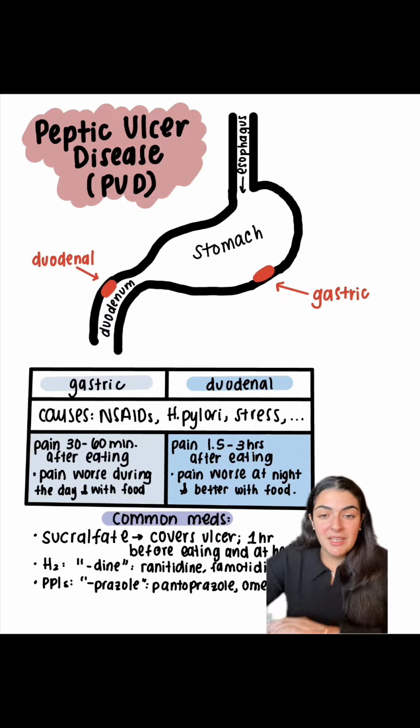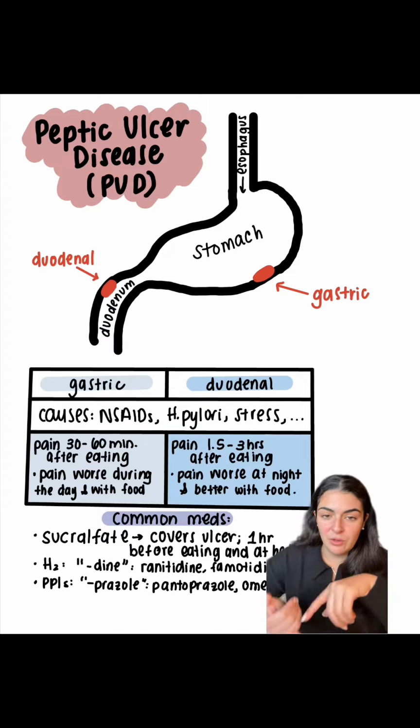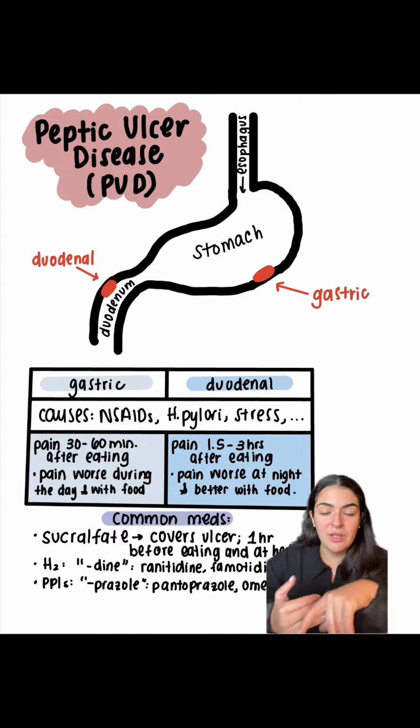Now let's go back to gastric. So when are we going to have pain? 30 to 60 minutes after eating food. Pain is going to be worse during the day, and it's going to be worse with food like we talked about. For duodenal, we're going to have pain worse at night, and here's a key word here.